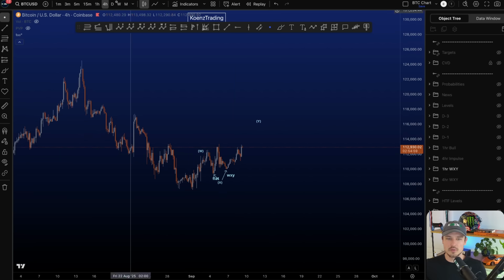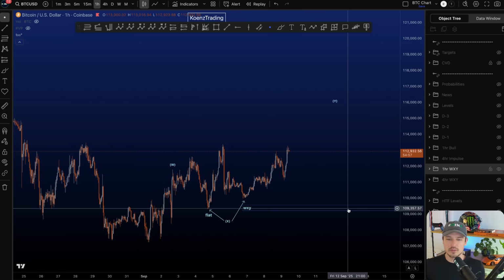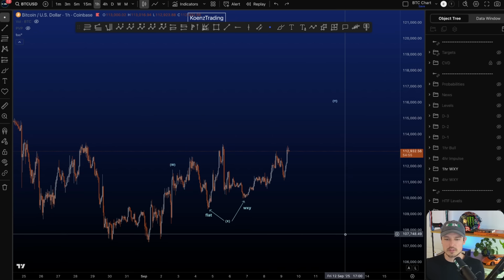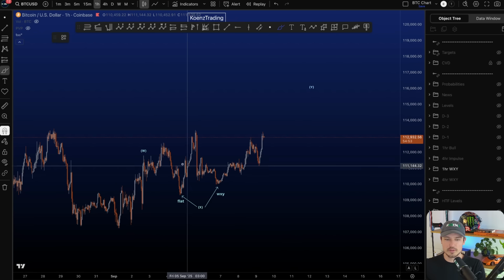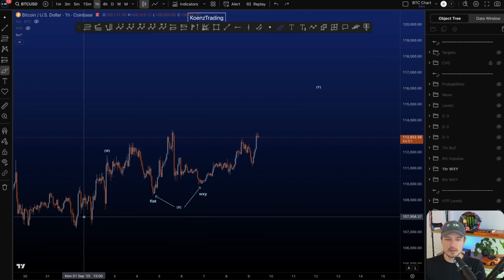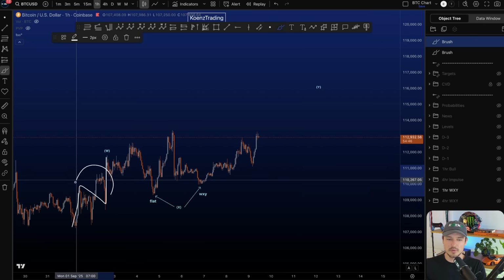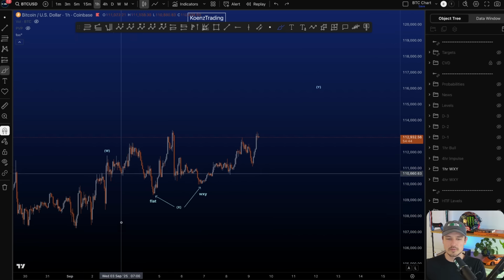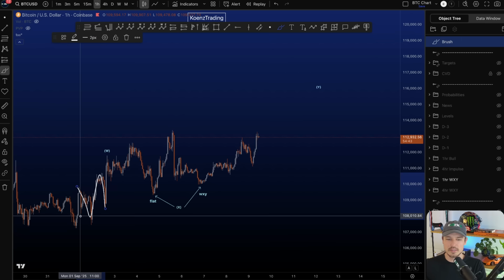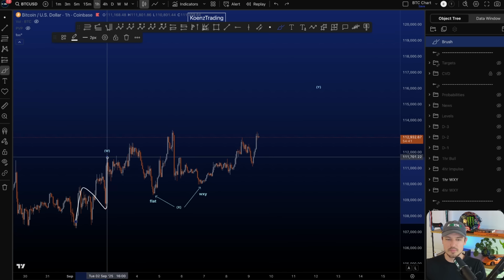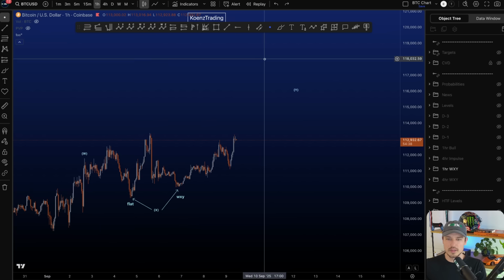If I then go to the 1-hour time frame, then the internal count for wave X could look something like this. So we have a 3-wave move to the upside in a wave W, counted as a zigzag in a wave A, B, C. And wave B here is then a running flat A, B, C internally. So wave A, wave B, wave C, that's your W.